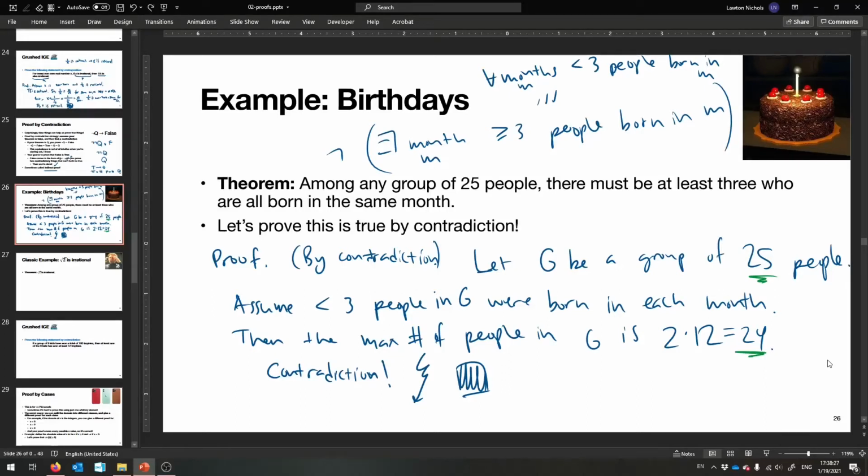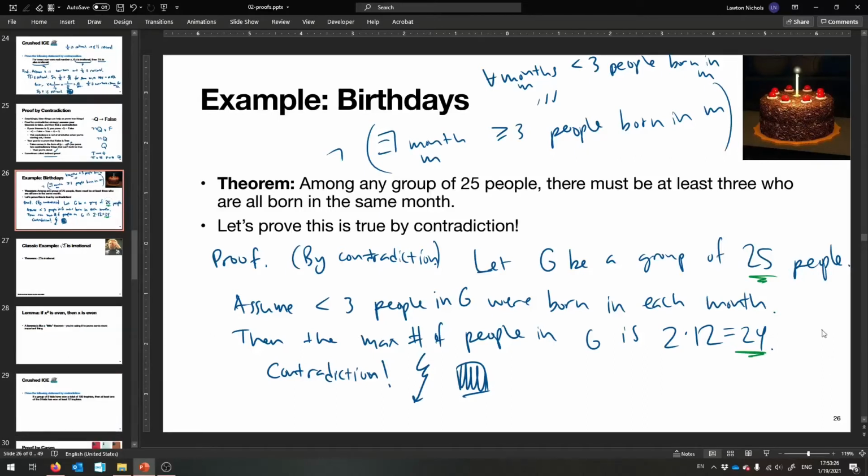So we assumed that this entire theorem was false. You've got a group of 25 people, and it's not true that there's at least 3 who are all born in the same month. So that means at most, everybody is born in a different month. You can't have 3 in any month, but you can have 2, okay? That's the idea. So at most 2 people born in every month. And that gives us a very strong statement about how big G must be. And it was not. It was actually bigger than that, so something's wrong.